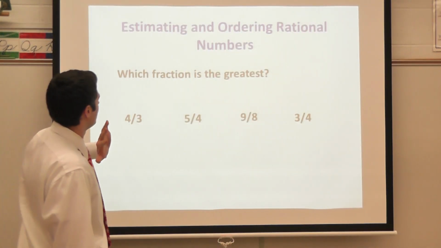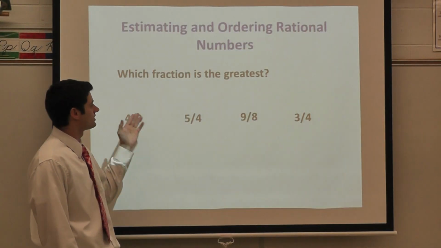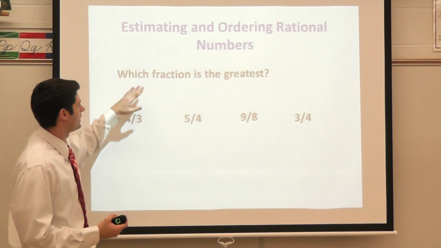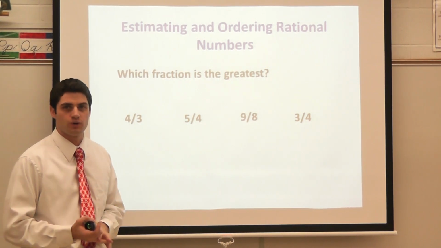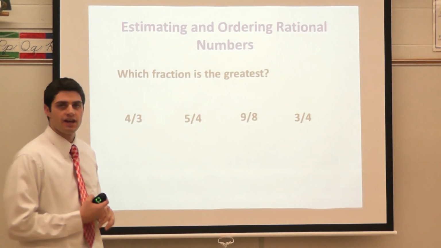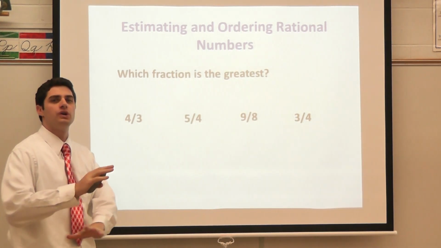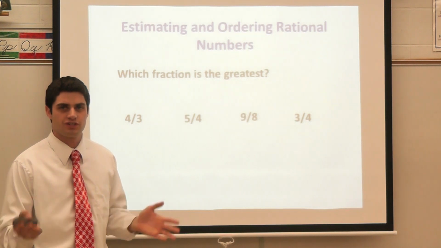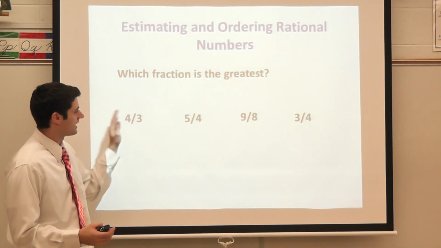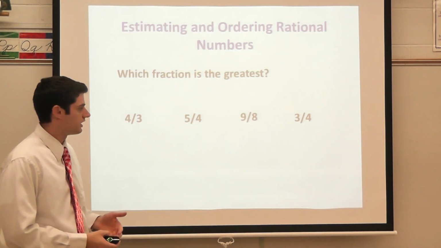Alright, when we're talking about estimating and ordering rational numbers, I have a problem up here for you guys. What I want you to take a look at is which fraction here is the greatest. We have 4/3, 5/4, 9/8, and 3/4. So before we do any type of strategies, let's just take a look and see if we notice any commonalities or conjectures we can find from looking at our fractions up here.